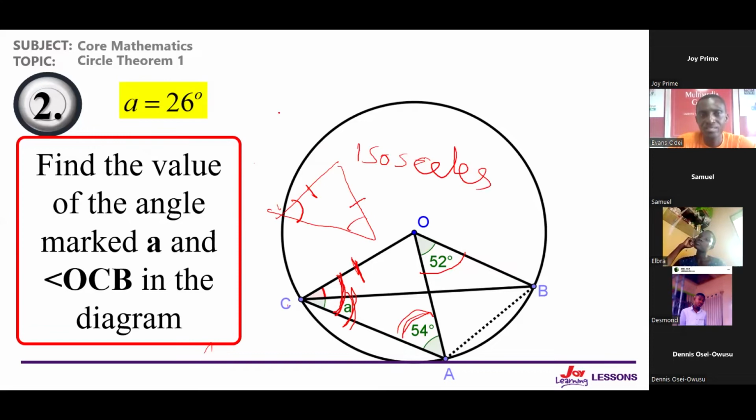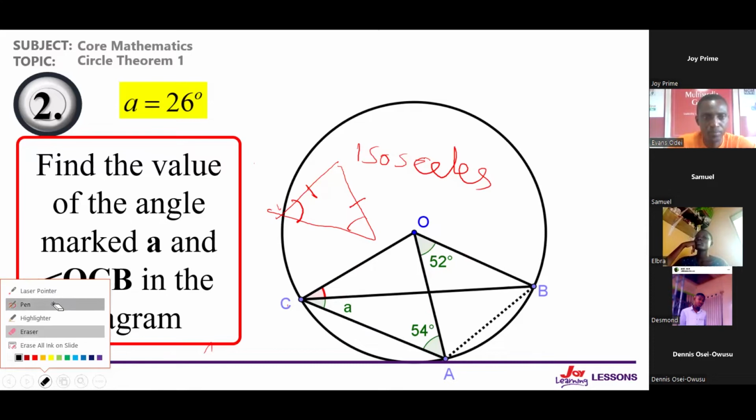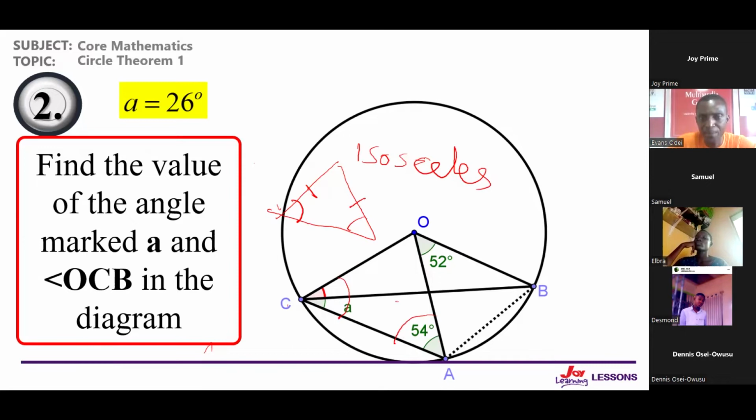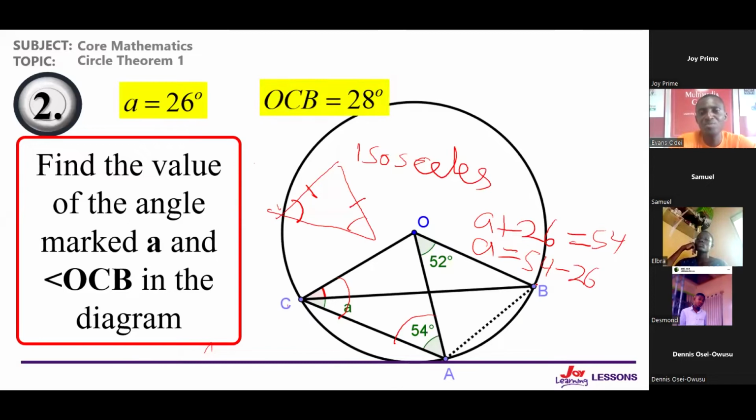So if that is true, then the whole of the angle here, I want to erase parts here so that I can see clearly. Okay, so this part and that part are equal. So A plus the 26 we had should be equal to 54. Good. So making A the subject, we have 54 less 26, and so the answer will be 28, rather. So Samuel, your answer should be 28, but that's good. It's a good attempt.